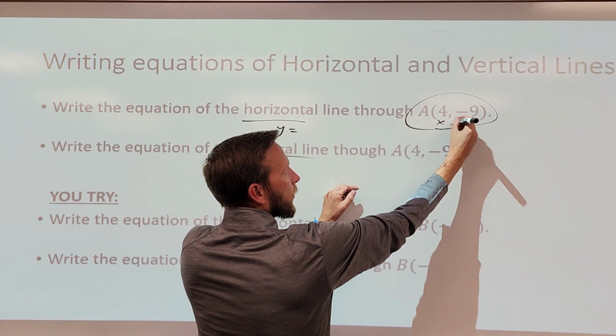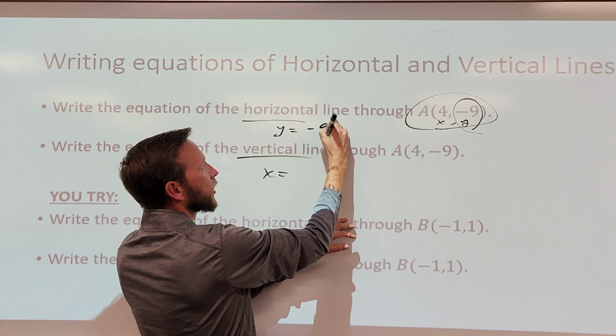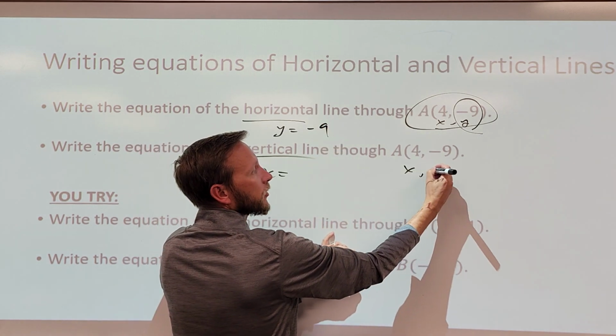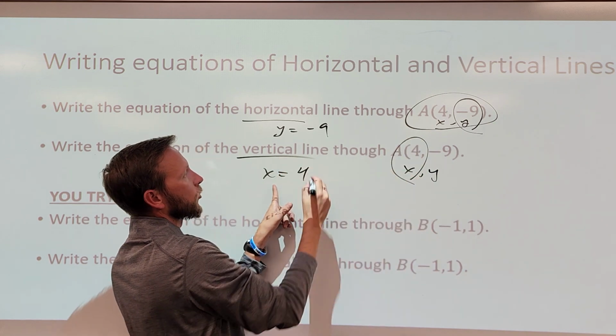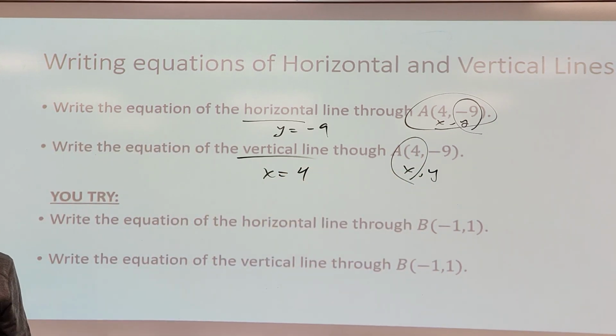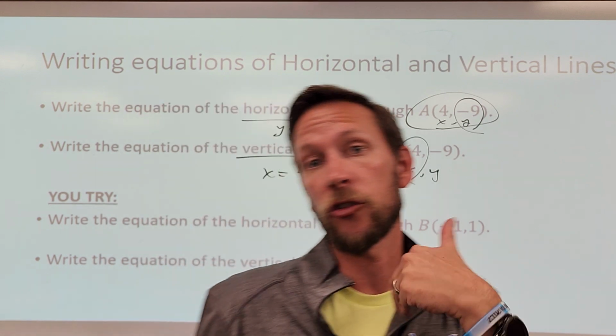Well, this is x comma y. So what does y equal? Y is -9. If this is x comma y, then what does x equal? X equals 4. There's no work to do. This is a conceptualization. Either you understand it or you don't.